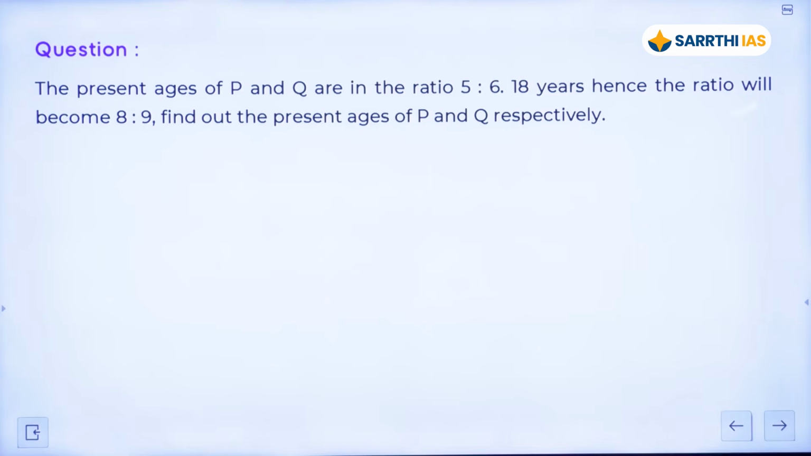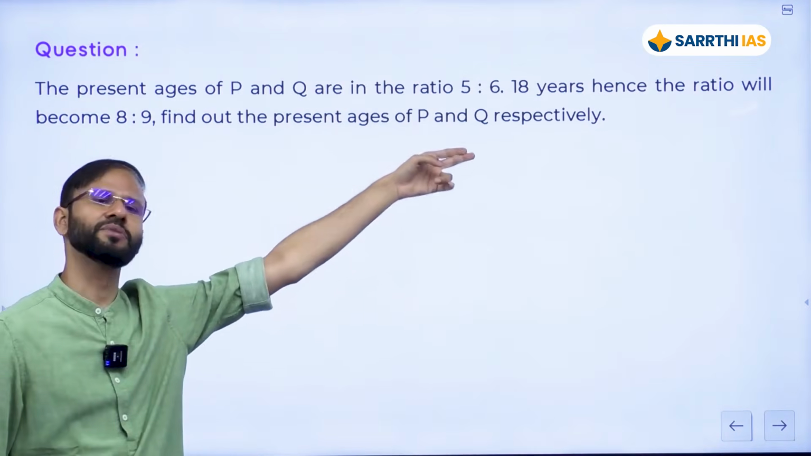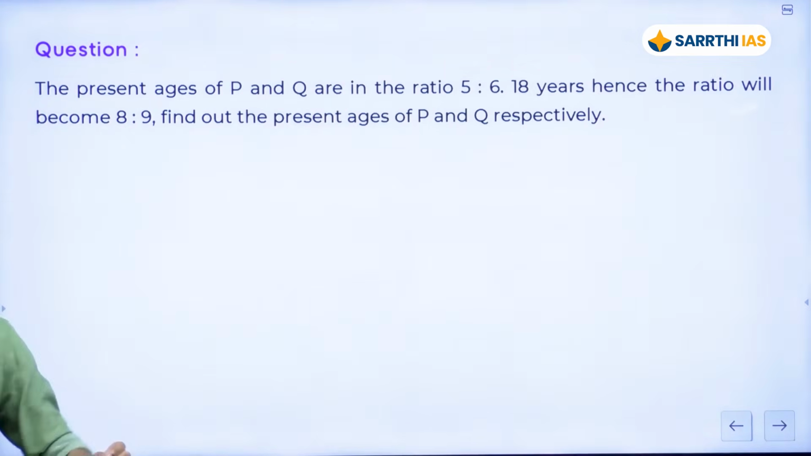5:6, 8:9, ऐसे ही बताइए गाइस इसको. What is the interval size? 6. ठीक है. What is the answer? 30:36. Everyone? ठीक है. Guys, it's fine now. देखिए, 18 and this is 3. So 18 divided by 3, the answer is 6. So interval size is 6 years this time. 6 into 5, 6 into 6. These are the answer. 30 and 36. Correct everyone? The present ages are 30 and 36.